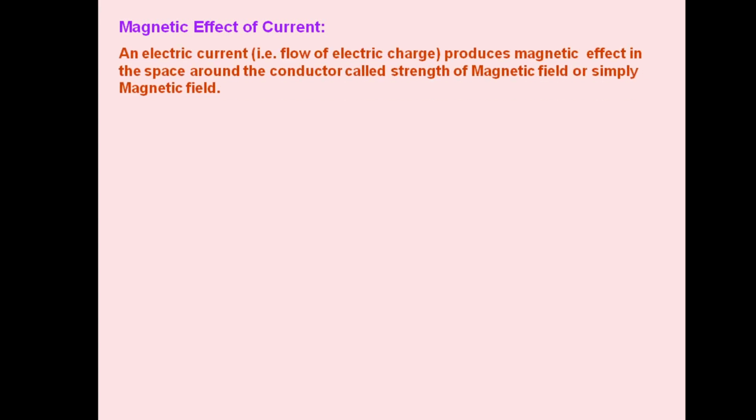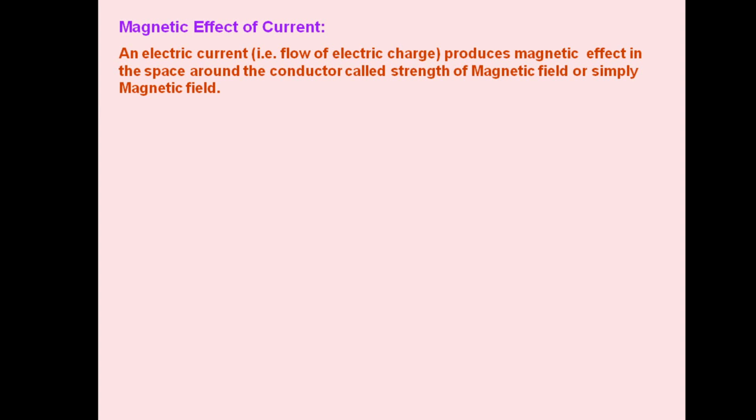Now according to the concept of magnetic effect of current, an electric current, that means the flow of electric charge, produces a magnetic effect in the space around the conductor, and that magnetic field developed is called the strength of magnetic field or simply the magnetic field. Basically, the concept states that whenever current passes through a conductor, it produces a magnetic field around it. No need for any permanent magnet here. We can produce a magnetic field with the help of a current carrying wire also.